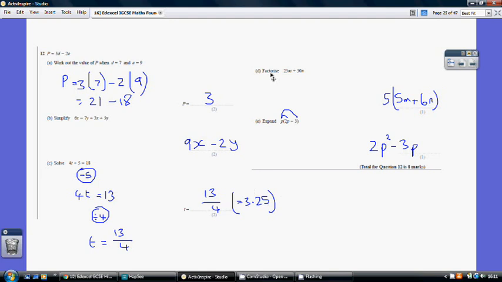Now part D, factorising. This means putting the brackets in. So we put a bracket in, and on the outside of the bracket we put the highest common factor. What's the highest number which goes into 25 and 30? Well, that's 5. So we take 5 outside the brackets.